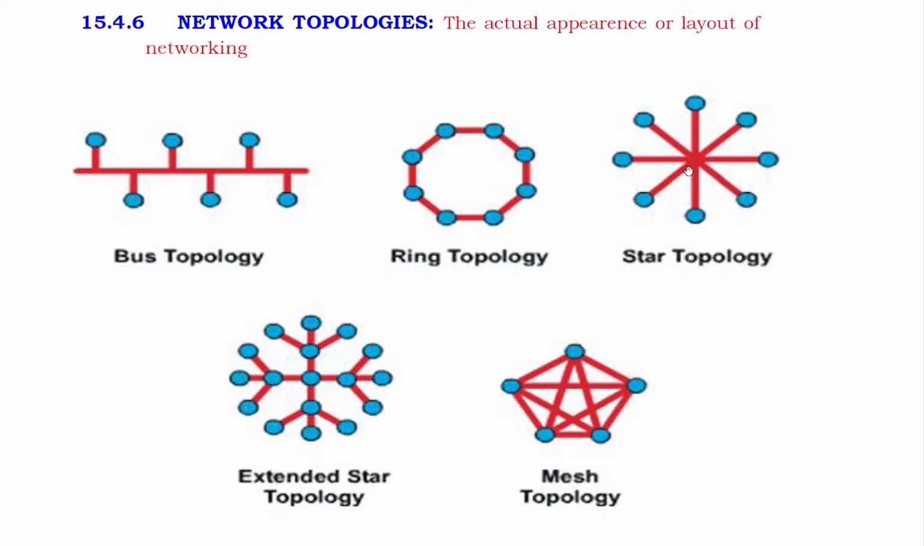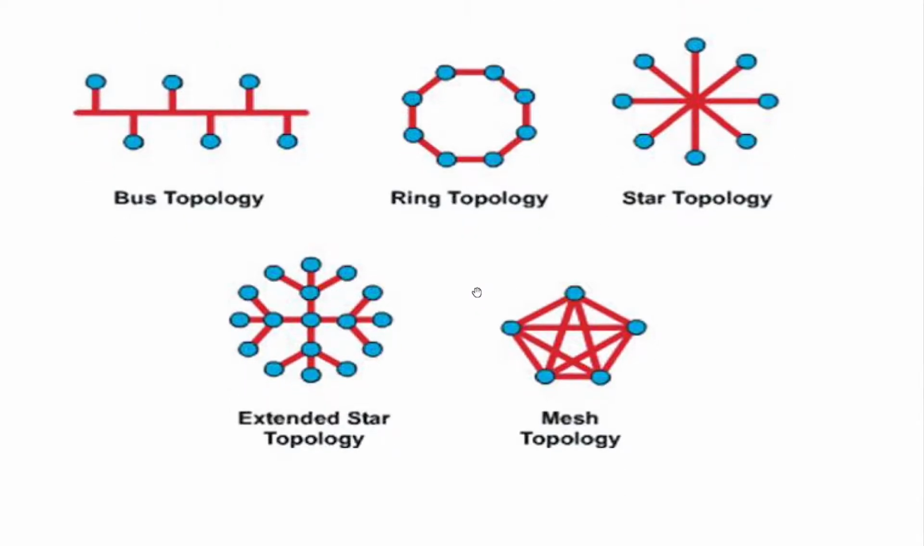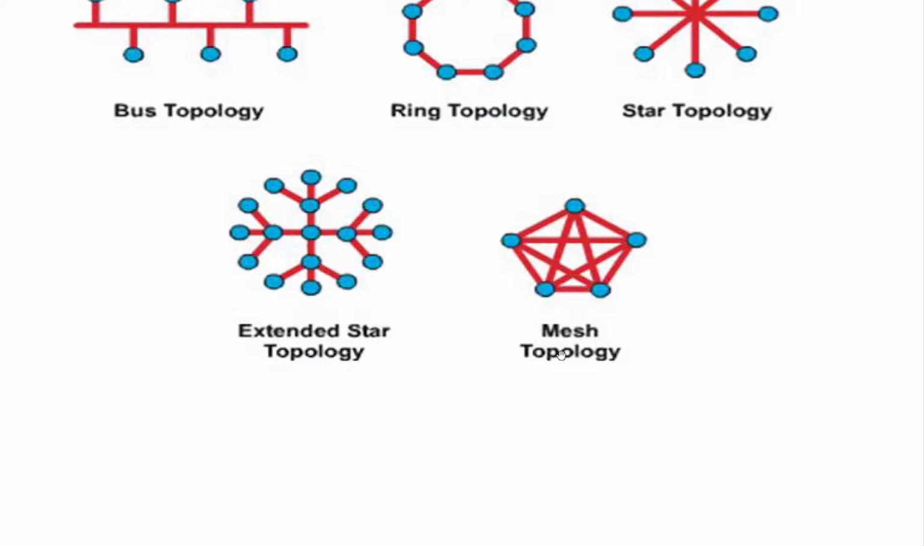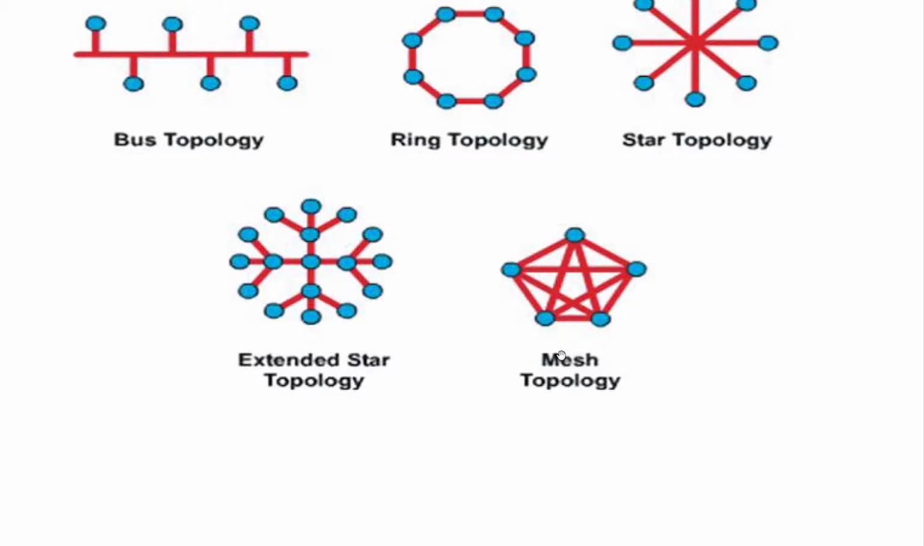There will be a central hub where all the computers of the network are connected to the central computer. And then we have an extended star topology, that's a hybrid. So a hybrid topology, and also we have a mesh topology. We'll discuss all of them one by one, and it's very interesting. It's something about the actual structure.